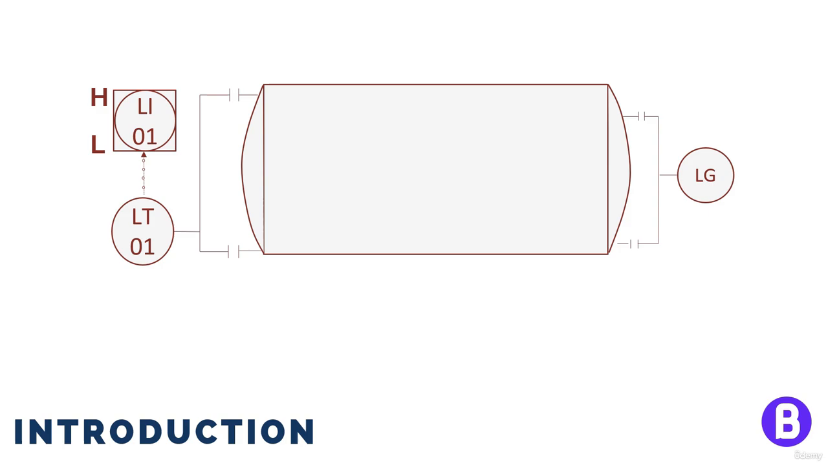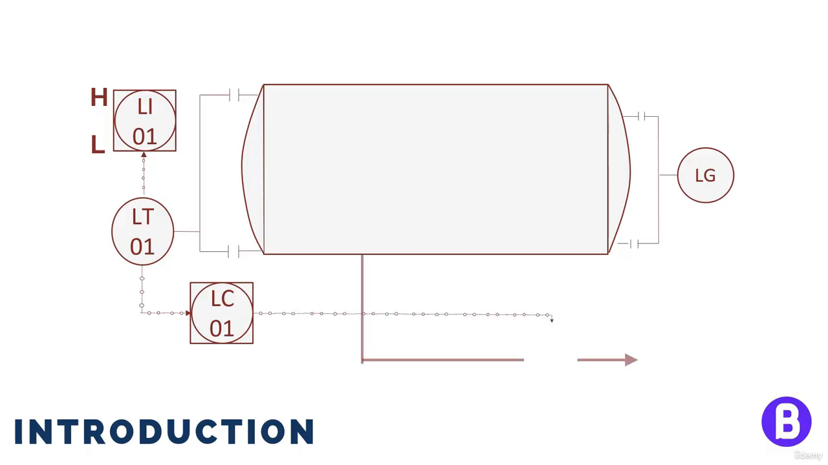If this level is used as a control parameter, then we shall see this level transmitter connected to a level controller through an input signal, and the controller shall then process the reading and give an output. Based on the controller output, this shall send an output signal to the control valve, which adjusts its opening to keep the level in the vessel at the required set point.